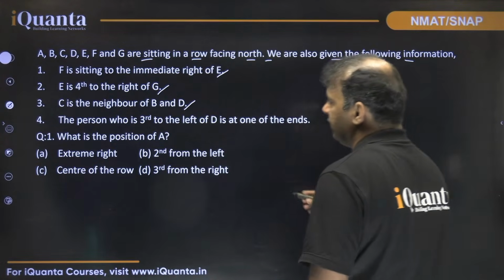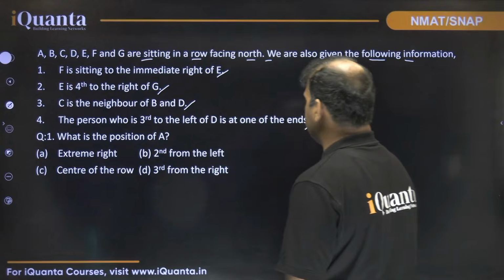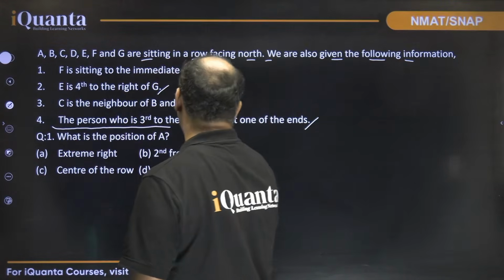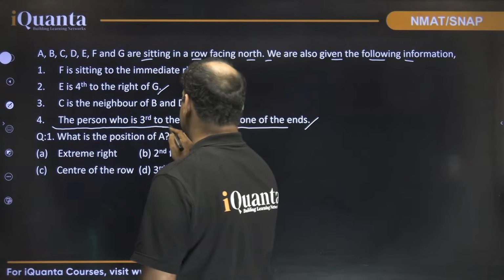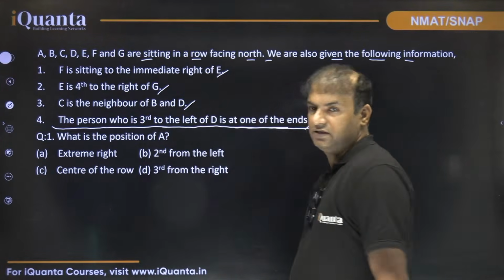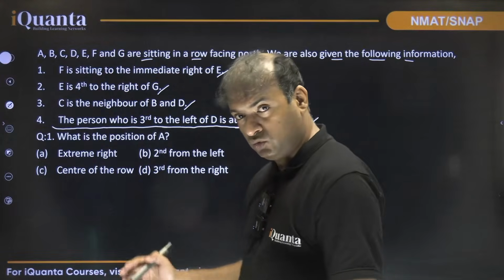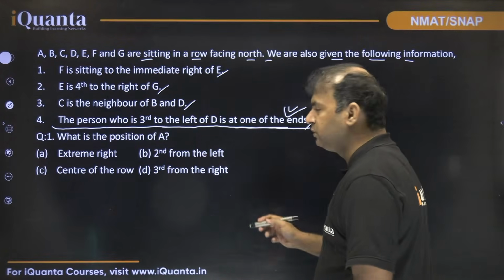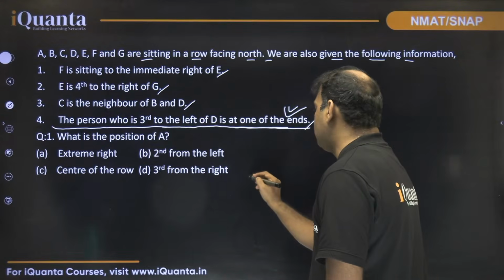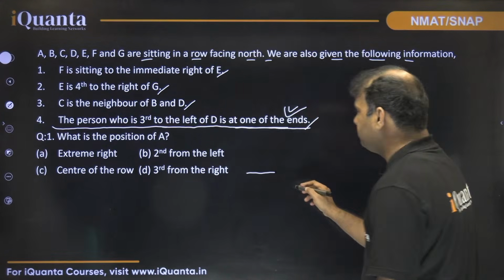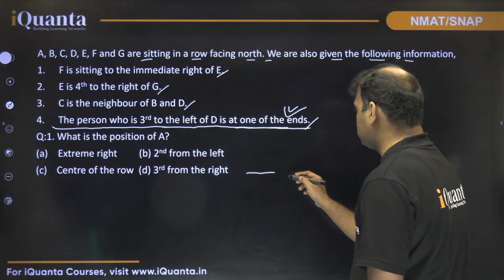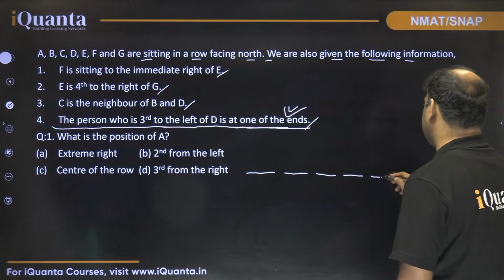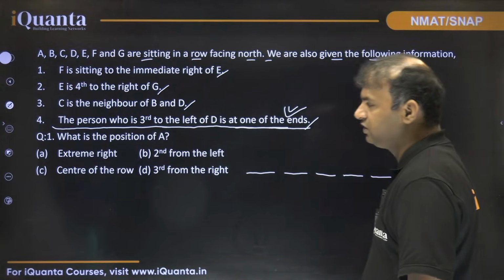Okay, next point: the person who is third left of D is at one of the ends, all right? So guys, look at point number 4, they are giving one absolute information, that the person who is third left of D is at one of the ends. We know that there are two ends, right? So this information is also absolute information. So let me try to do this. Guys, we have 7 people, so let's draw 7 chairs first. 1, 2, 3, 4, 5, 6, and 7, right?